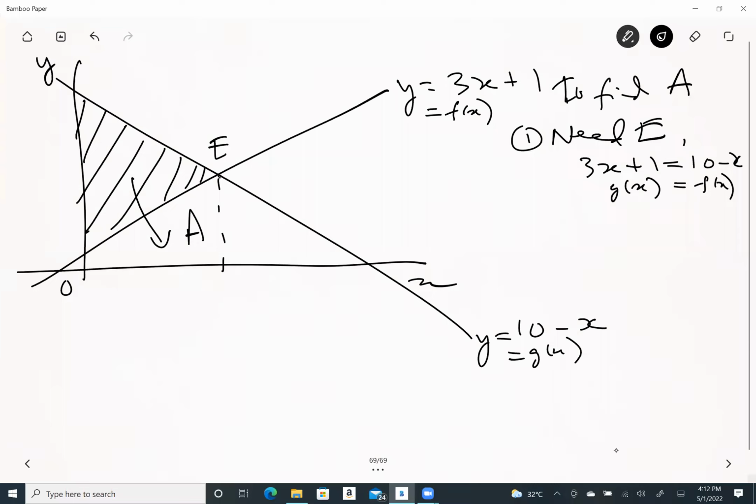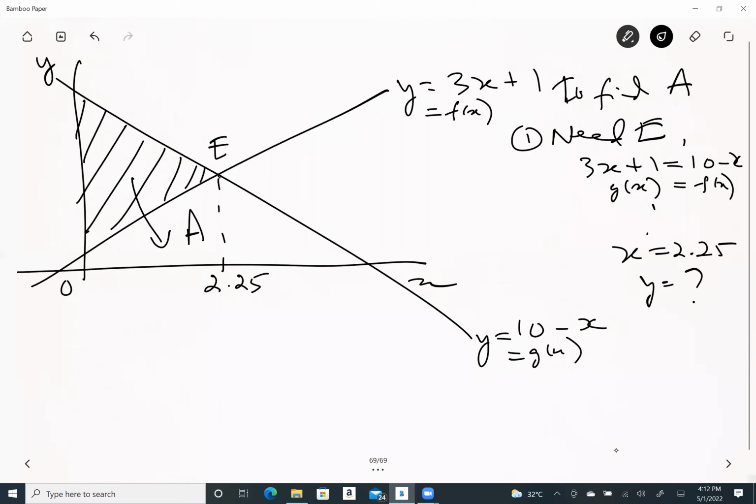Okay, 9 over 4 is 2.25. So you work this out, you get x equal to 2.25, and then you find y. But to get that interval, or to get the area, you don't need the y.